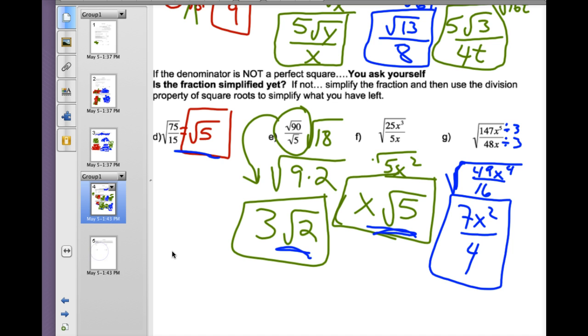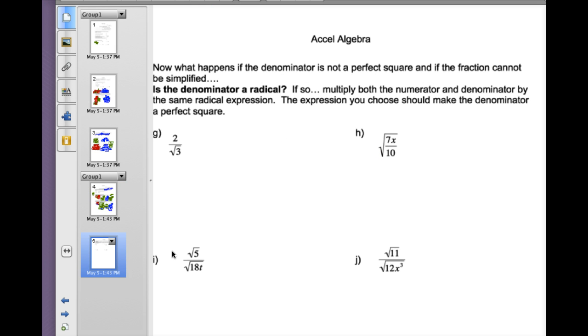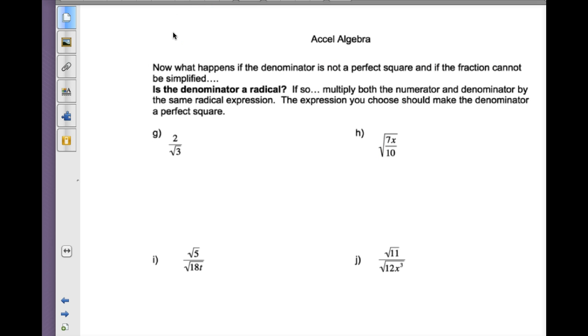All right, last page. Let's try to rationalize the denominators. This is the fun stuff. Now, what happens if the denominator is not a perfect square or cannot be simplified? You can't say no solution. It's something like clearing fractions, but you're not clearing a fraction because you can only do that when you have an equation.